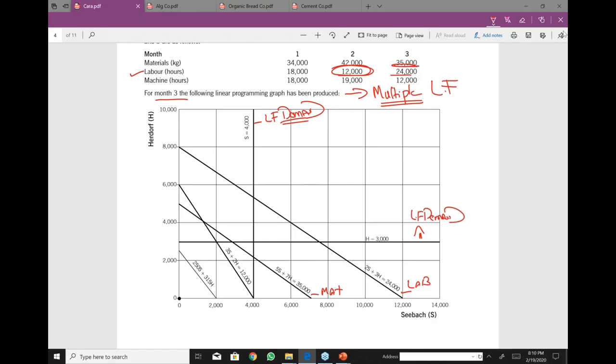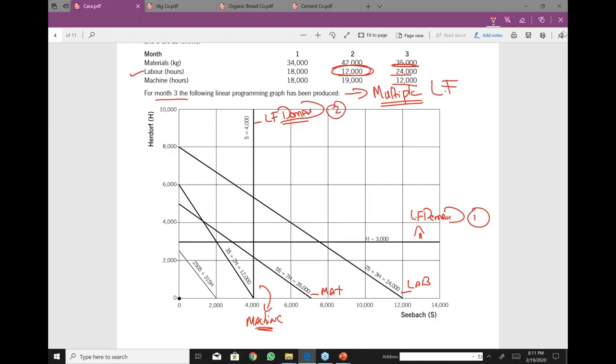And machine hours, we have maximum machine hours of 12,000. So this line is of machine, and this machine is the limiting factor. So we have different lines here as limiting factors, and I just showed you the different lines. These two are demand based, and the rest three are resource based limiting factors.